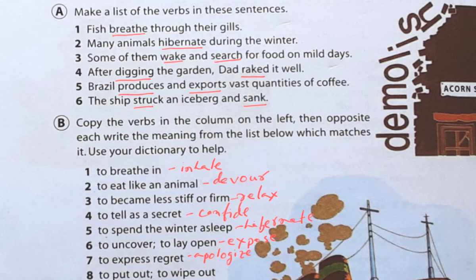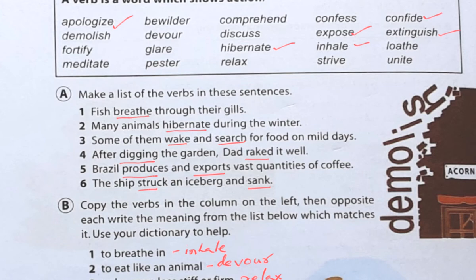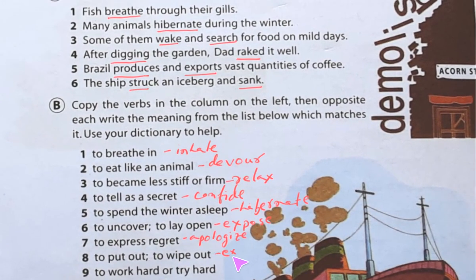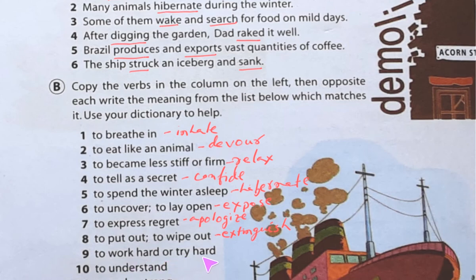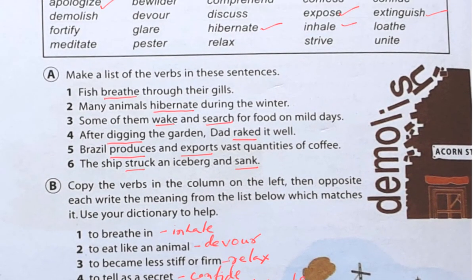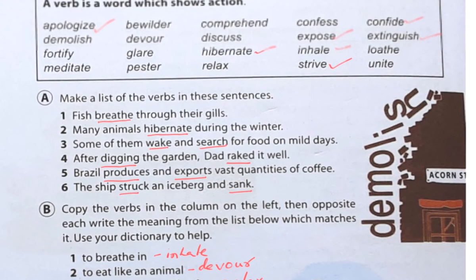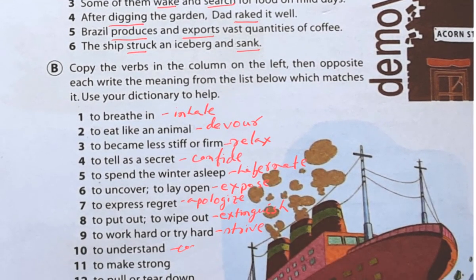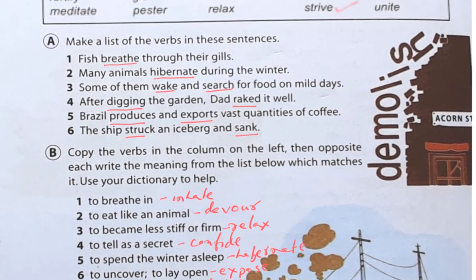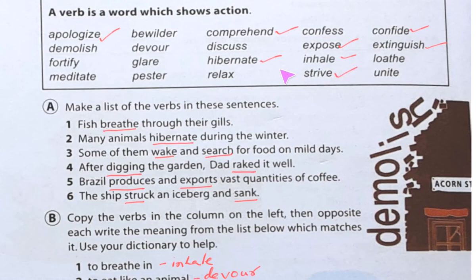Eight number, to put out, to wipe out. This is extinguish. So write extinguish in this place. To work hard or try hard, the answer will be strive. So write strive in this place. Next one, 10 number, to understand. I think you know it. This is comprehend. So write comprehend in this place. From this word, the word comprehension has come. Okay, next one, to make strong. What we can write is fortify.